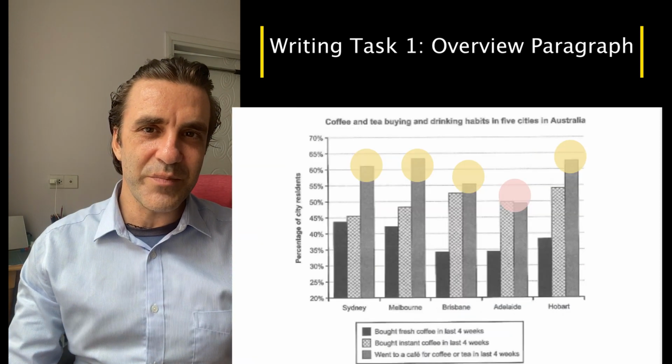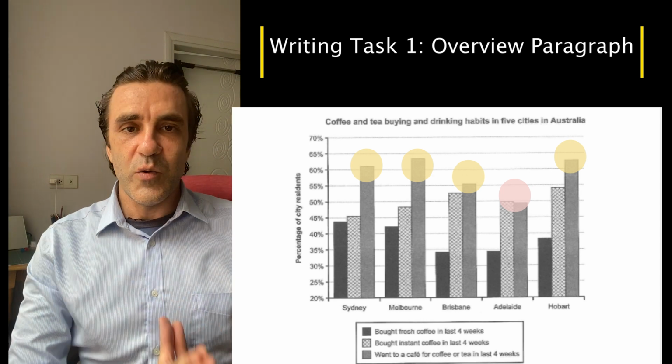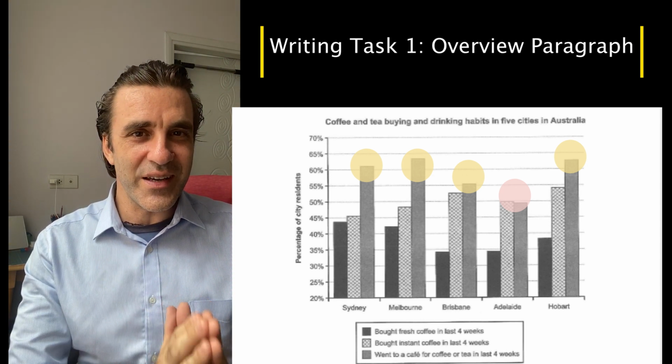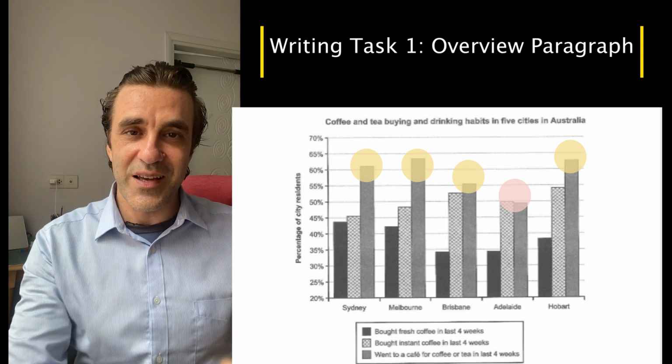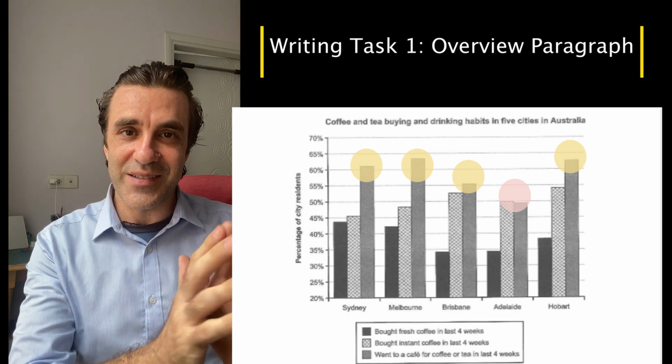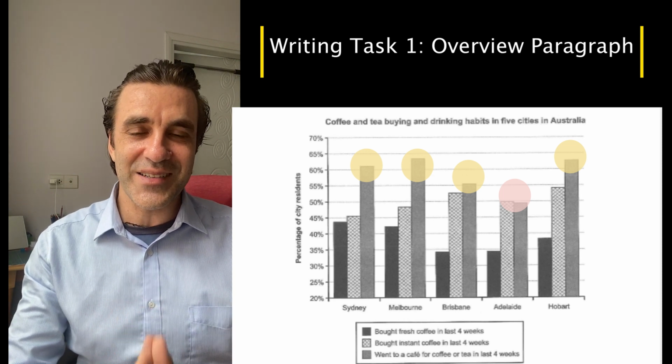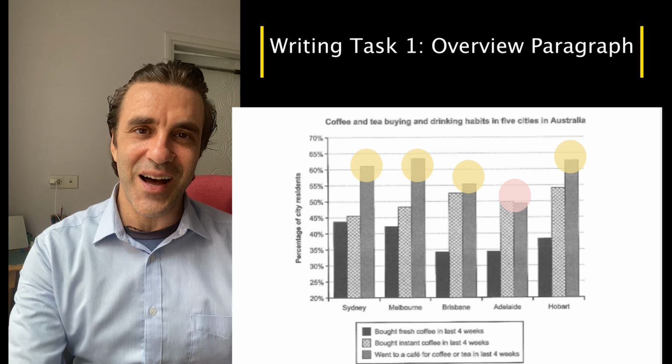But there's a minor complexity in our static chart. We can see the trend is the same in just about every city. In Sydney, it's the highest. In Melbourne, it's the highest. In Brisbane, it's the highest. In Hobart, it's the highest. But in Adelaide, it's not the highest.